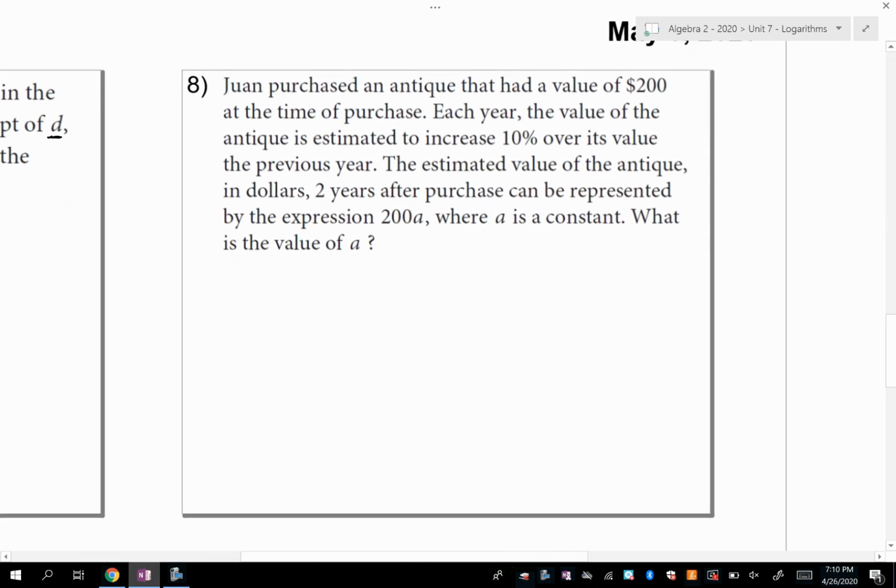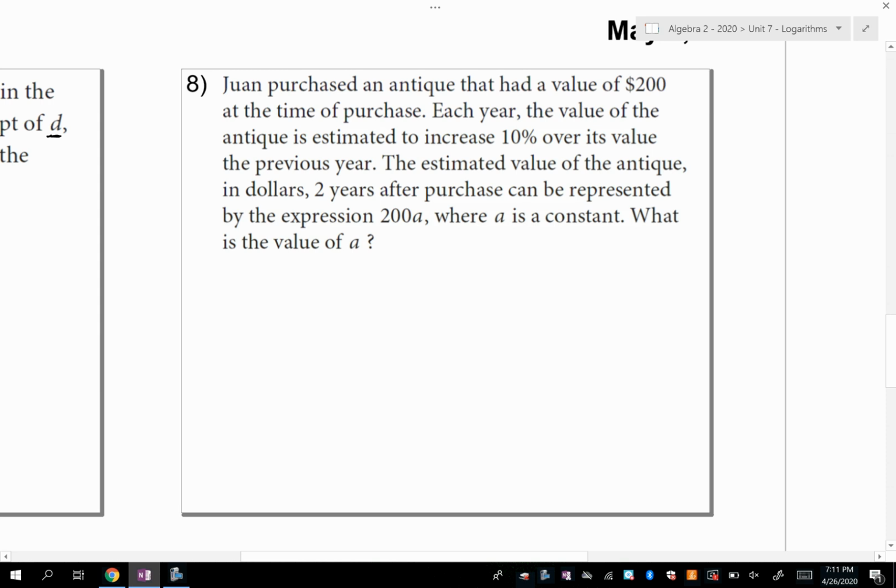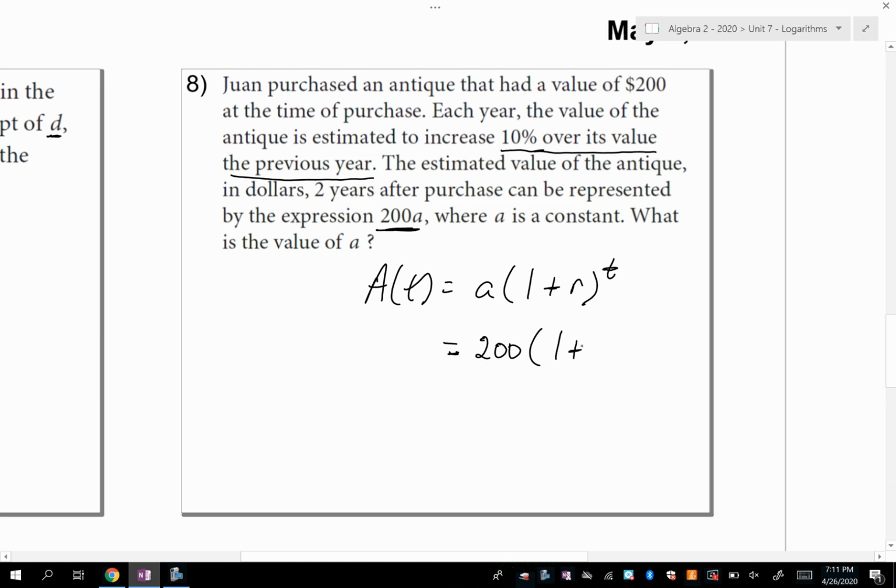All right, number 8. In this one, they're talking about the value of the antique, which each year is increasing 10% over its value the previous year. So exponentially. The estimated value of the antique in dollars 2 years after the purchase is going to be represented by this. Again, using my formula, that's A times (1 plus the rate) to the t power. Now, they're telling you it's 2 years after the purchase. Well, it's going to cost $200 when we bought it. And then 1 plus the rate is 10% over its value the previous year. So that's 1 plus 10%, in this case, squared, so 2 years after the purchase. So you would write it down as 1.1 squared.